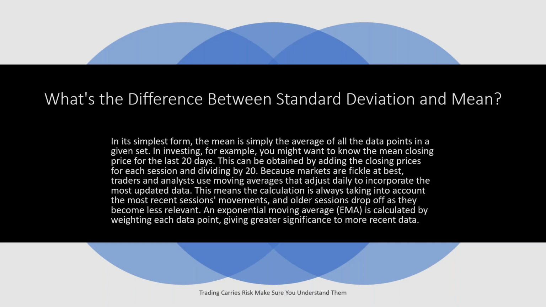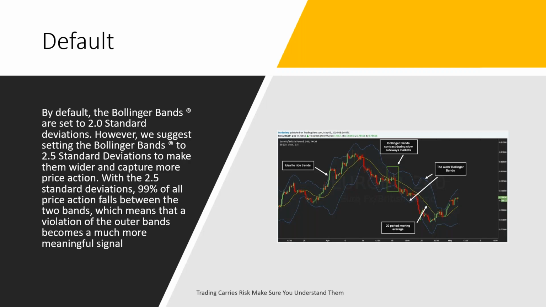Because the markets are fickle at best, traders and analysts use moving averages that adjust daily to incorporate the most updated data. This means the calculation is always taking into account the most recent session's movements, and the older sessions drop off as they're less relevant. In this case, we use an exponential moving average, which is calculated by adding a weight to each data point, giving more value to the most recent data. And then from there, we take that mean and calculate the standard deviation.